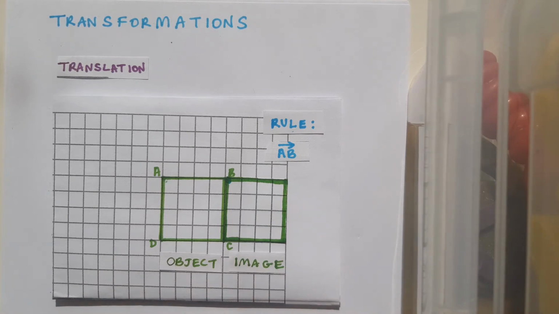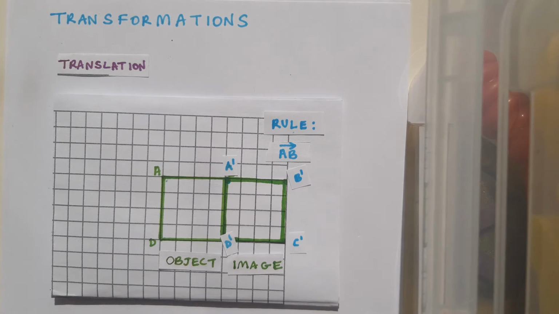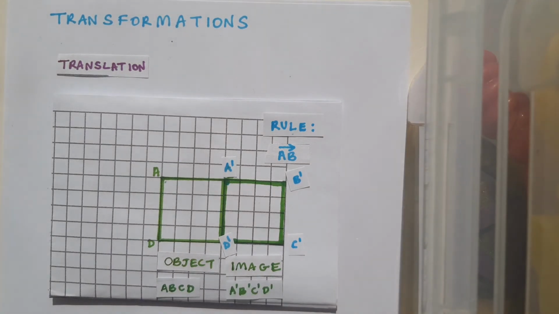I'd like to give all the vertices of my geometrical shape in my image their own names, because A, B, C, D refers to the object. So I'm going to name these new vertices, these new positions for A, B, C, and D, A dash, B dash, C dash, and D dash. So while my object was the shape A, B, C, D, my image is the shape A dash, B dash, C dash, D dash.